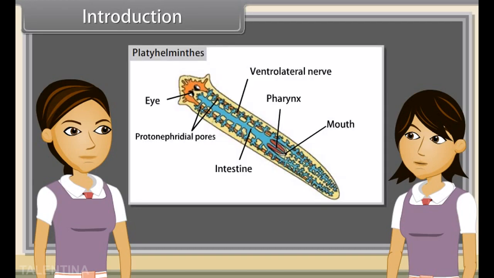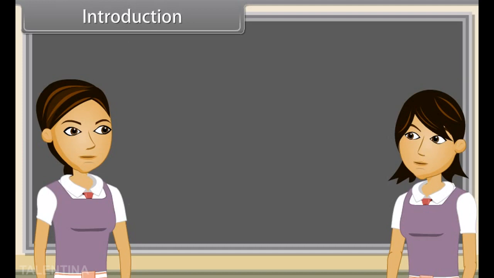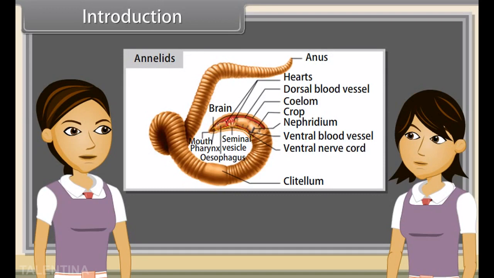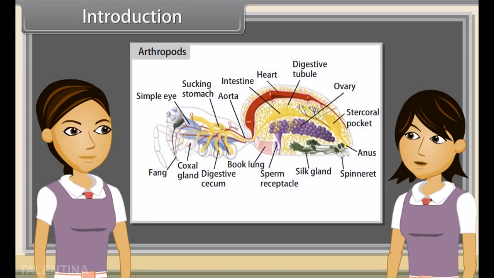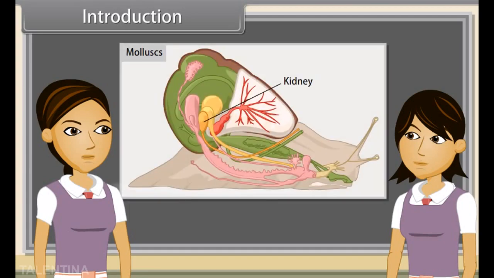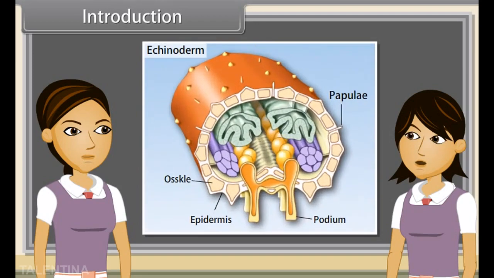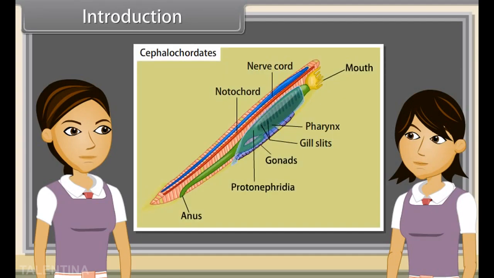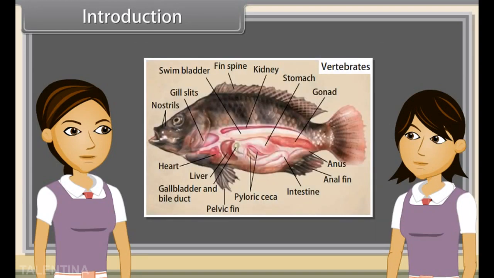In platyhelminthes, excretory organs are protonephridia, or flame cells, while in annelids, it is nephridia. In arthropods, excretory organs are coxal glands, antennary or green glands, and Malpighian tubules, while in molluscs, it is kidneys. Similarly, in echinoderms, excretory organs are dermal papillae, while in urochordates, it is the neural gland, and in cephalochordates, it is protonephridia. In vertebrates, excretory organs are one pair of kidneys.